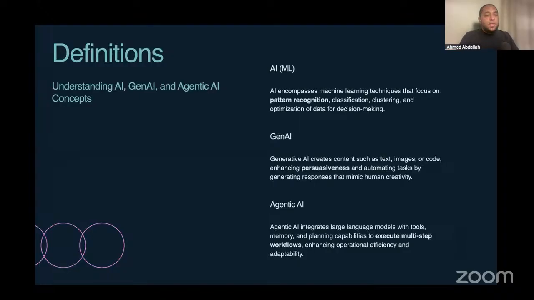So, in the beginning, we start with a basic definition of the main aspects of AI. We have AI, we have Gen AI, and we have agentic AI. AI, as we define it per machine learning, is actually a very old concept. AI was there since the 70s and 80s, and the idea came up in the 60s.